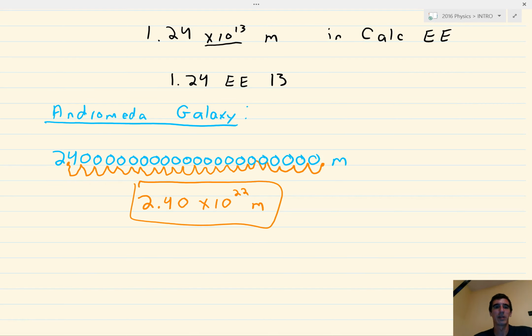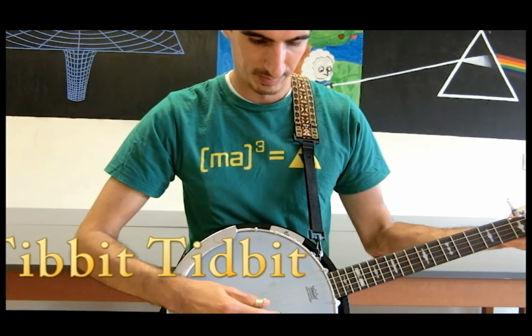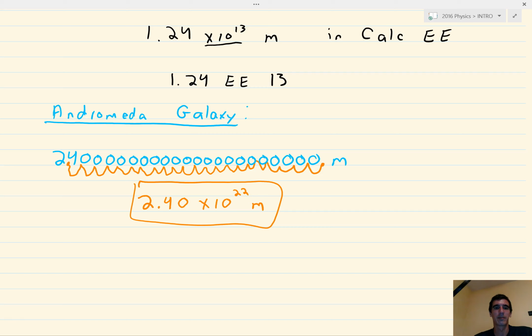A quick tidbit. The Andromeda Galaxy is actually the only galaxy that's moving towards the Milky Way galaxy, and it should collide with us any day now. If you look up in the sky, you can actually see the Andromeda Galaxy on a clear night. It looks very fuzzy, and it's probably going to be billions upon billions of years before it actually collides with us. And in all reality, we won't even feel it because there's so much empty space between.